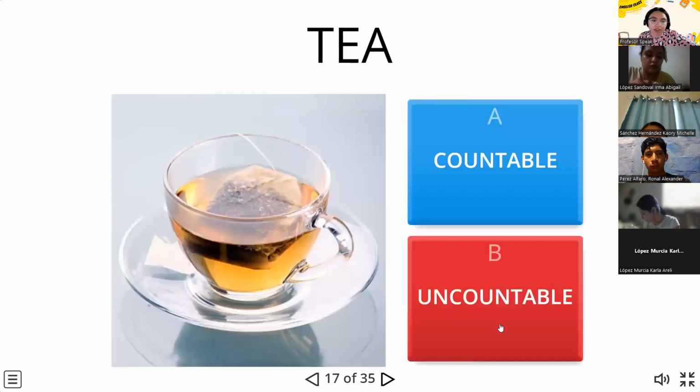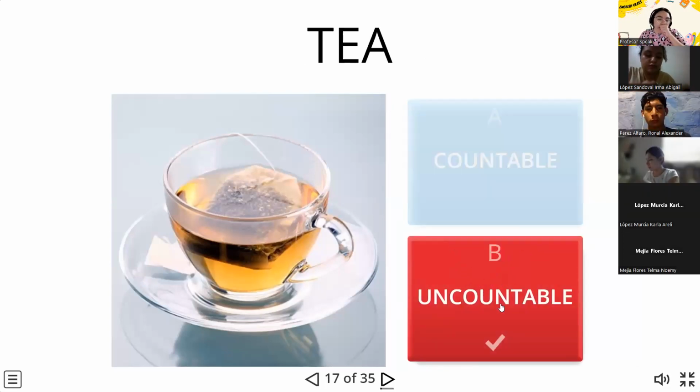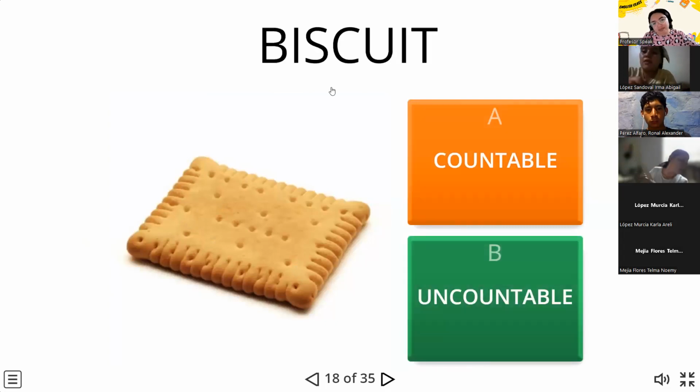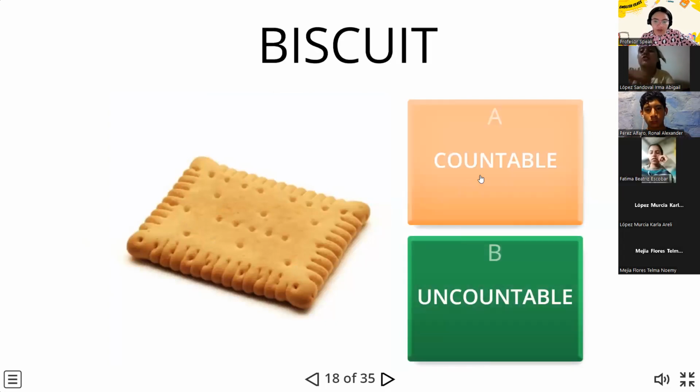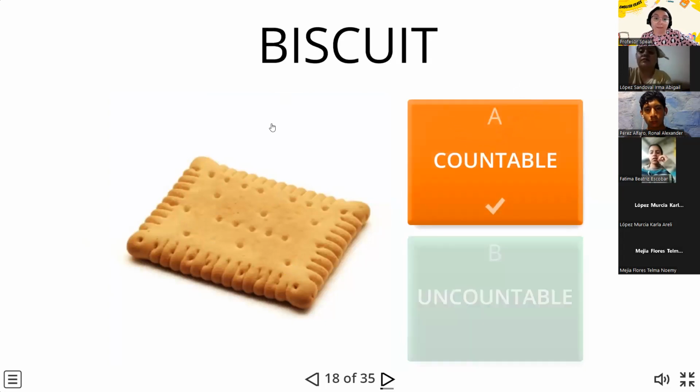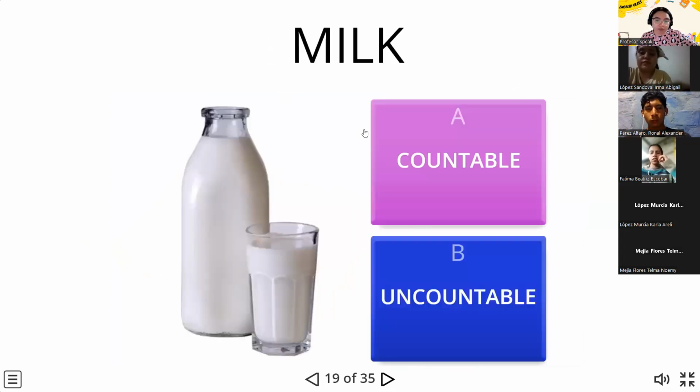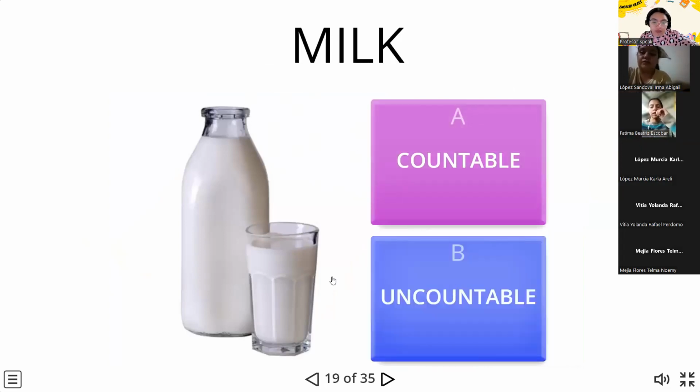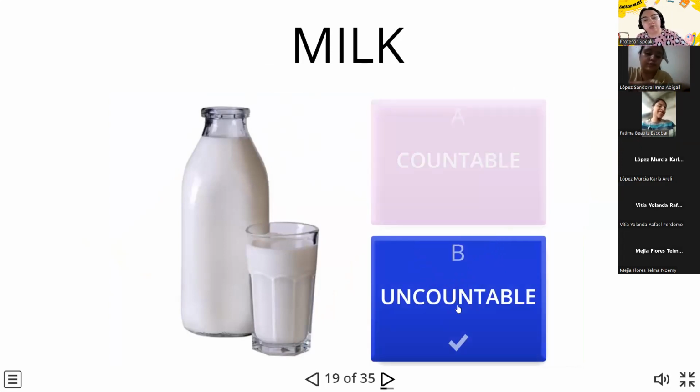Now we have tea. Uncountable, very good. Now we have biscuit. Countable. Yes, a biscuit or a cookie. Milk. Uncountable. This is what I was telling you. Milk in general, no. But a bottle of milk, yes. A glass of milk, yes. So milk in general is uncountable.